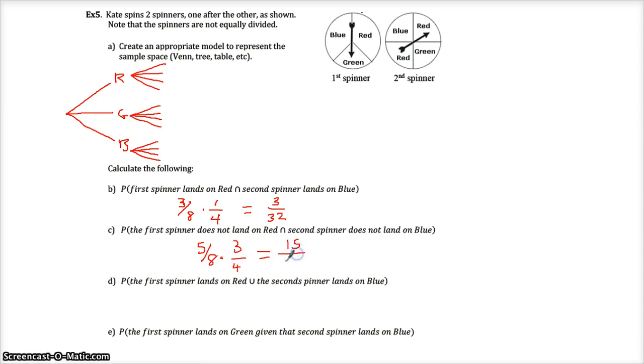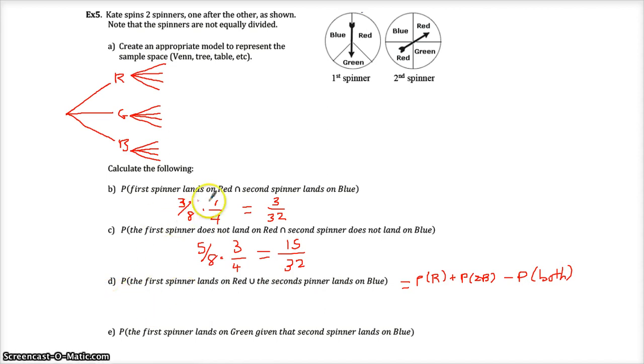Okay. First spinner lands on red or second spinner lands on blue. All right, those are, gosh, they're not mutually exclusive, so I have to worry about how this works. So I'm going to do the probability of the first red plus the probability of the second one being blue, minus the probability of both, right? Because I don't want to count that twice.